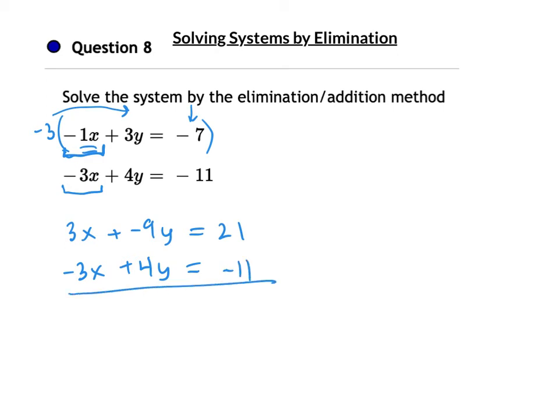The x's are eliminated. When you add them, you get 0. We're going to add everywhere. You get negative 5y equals 10. Divide both sides by negative 5, and y will equal negative 2.